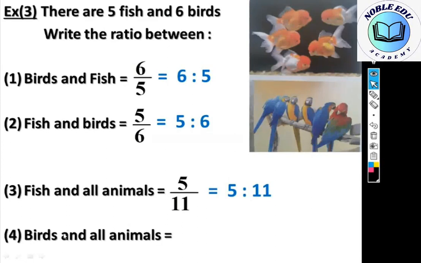Another one, birds to all animals. Birds here is 6, write 6 up, and what about all animals? 11. So 6 over 11 or 6 to 11.